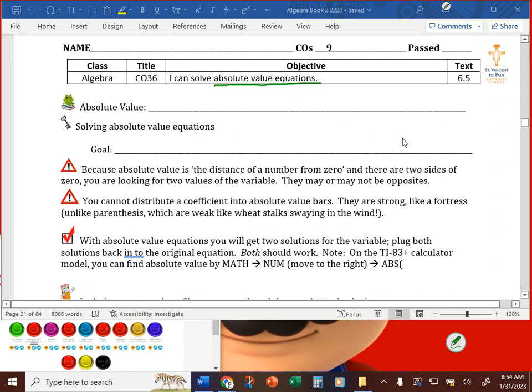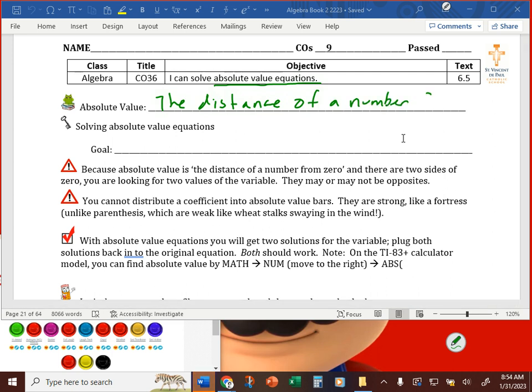What is absolute value? Kaylin? The distance of the number from 0. Excellent memory. That's fantastic. Absolute value is the distance of a number from 0. How far away a number is from 0.